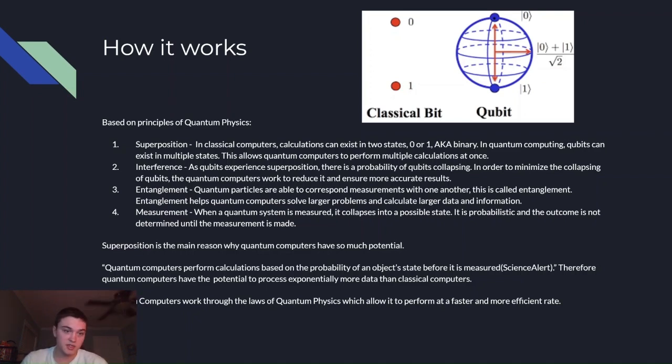And quantum computers, as I said before, work through the laws of quantum physics, which allow them to perform at a faster and more efficient rate. However, implementing these principles of quantum physics into computer science is very challenging, and large-scale quantum computers are still in early development. More challenges regarding quantum computing will be talked about next.